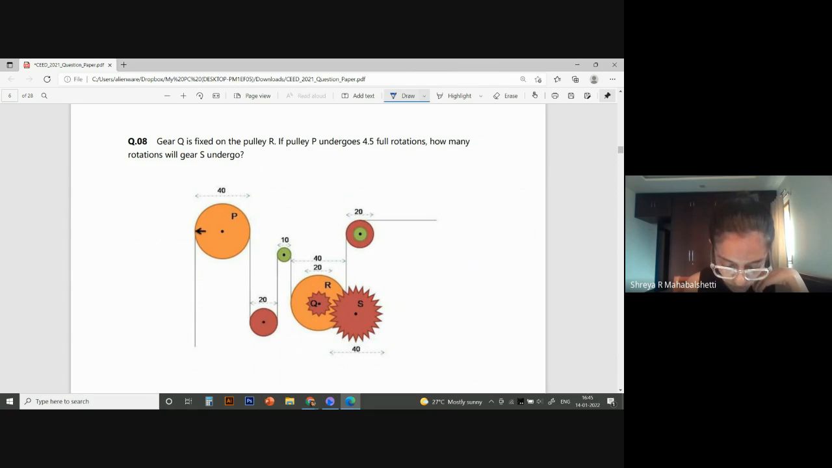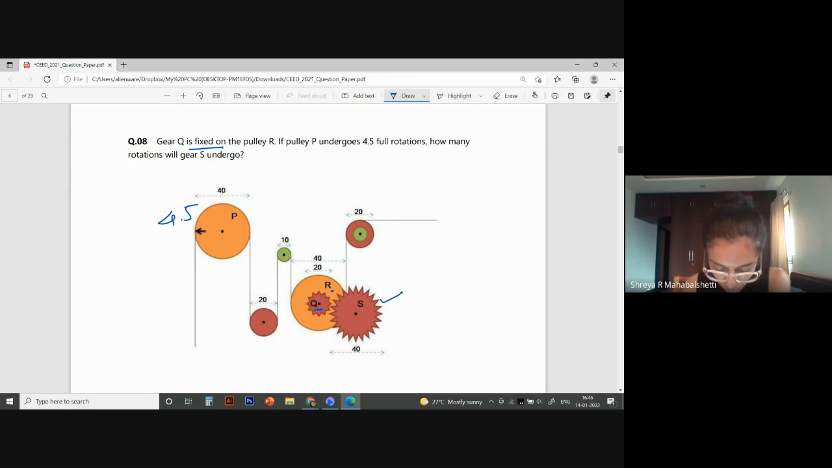Okay. So let me solve this. Gear Q. Okay, so that's the gear. Gear Q is fixed on the pulley R. It is fixed. Okay, that word is important. If the pulley P undergoes 4.5 full rotations, if this goes on making 4.5 full rotations, how many rotations will gear S undergo? So I want to find out how many rotations this undergoes.